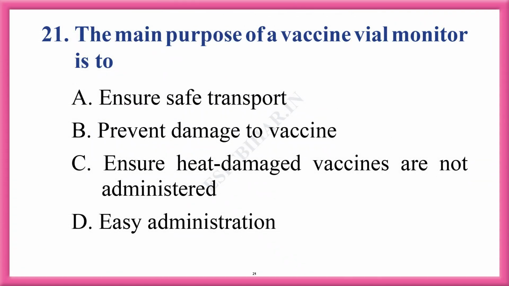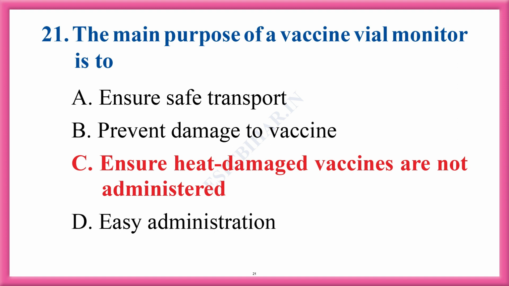Question 21. The main purpose of a vaccine vial monitor is to A. Ensure safe transport, B. Prevent damage to vaccine, C. Ensure heat-damaged vaccines are not administered, D. Easy administration. And the answer is C. Ensure heat-damaged vaccines are not administered.